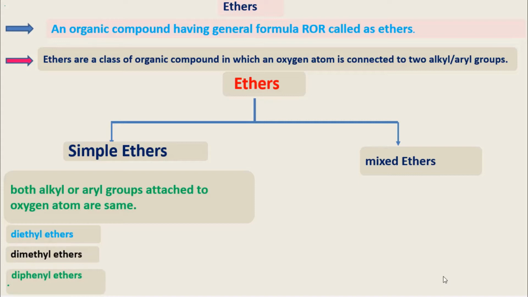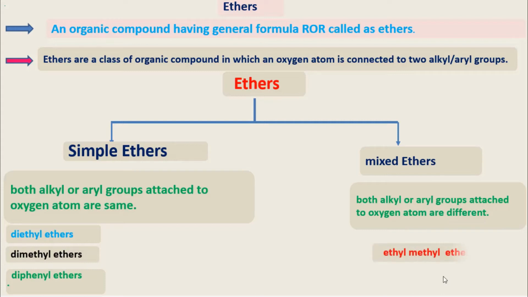Next is mixed ether. In a mixed ether, the two alkyl or aryl groups are different. Both the alkyl or aryl groups attached to the oxygen atom are different. Examples of mixed ethers are ethyl methyl ether and methyl phenyl ether.